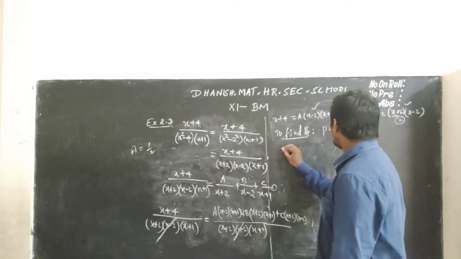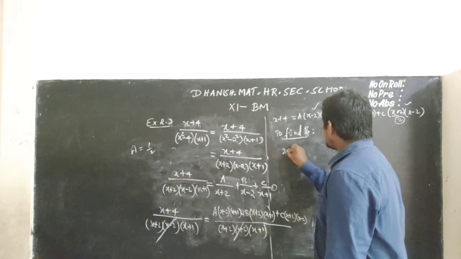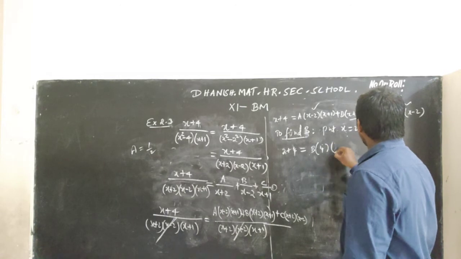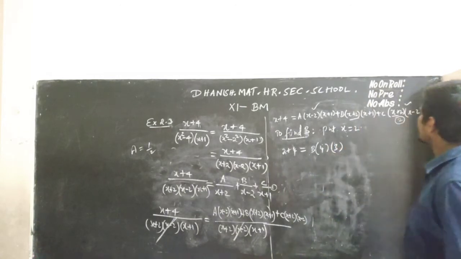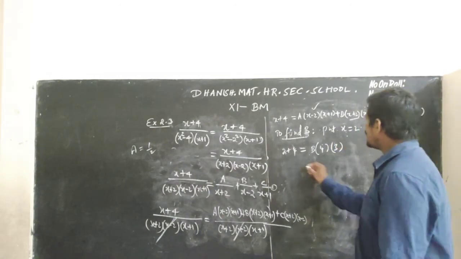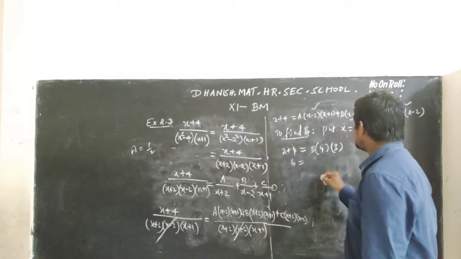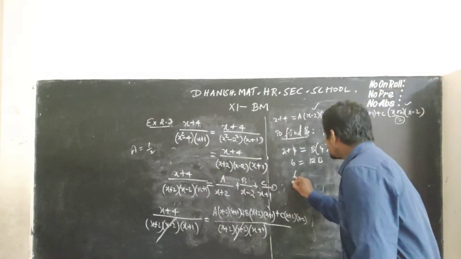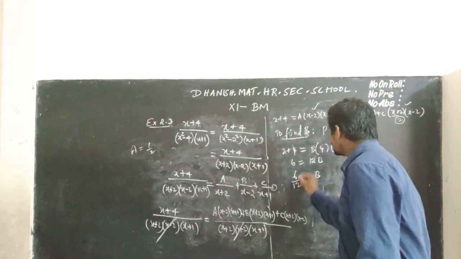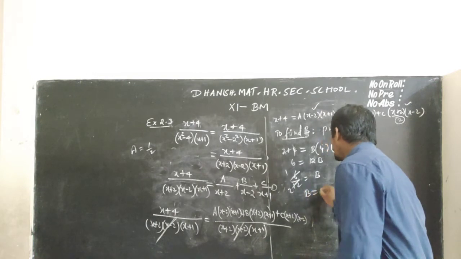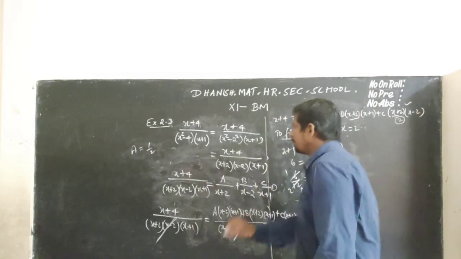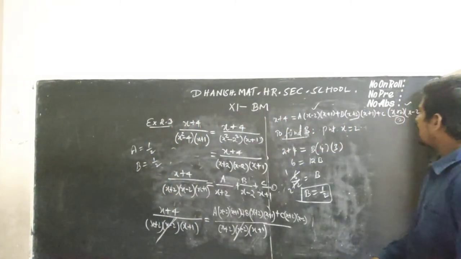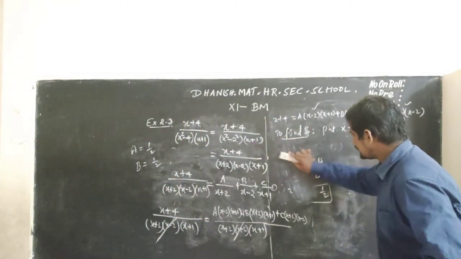So the equation 2 becomes 2 plus 4 equal to b into 4 into 3. Now 6 equal to 12b. 6 by 12 equal to b. So b also 1 by 2. Here our b is also 1 by 2. Now we are going to find the last one, c.